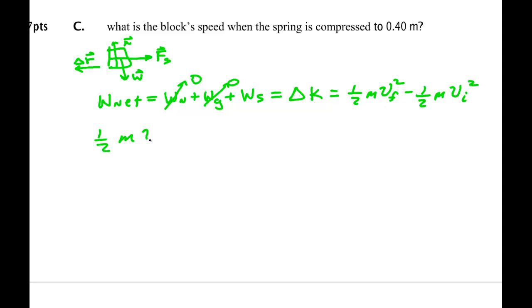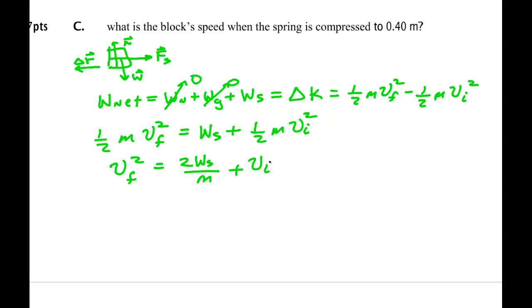1/2 mass times the final speed squared is therefore equal to the work of the spring plus 1/2 mass times the initial speed squared. I can divide by m and multiply by 2. If I do that, I get 2 times the work of the spring over m plus the initial speed squared. So my final speed is the square root of 2 times the work of the spring divided by the mass plus the initial speed squared.